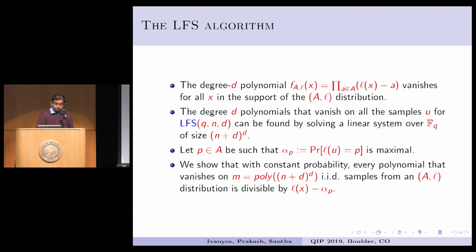But what one shows is a bit different. Let's see what we can prove. Let p in A be the point for which the probability of L(u) being equal to p is maximal. The theorem that we prove is that with constant probability, every polynomial that vanishes on m equal to poly (n+d)^d IID samples from an AL distribution is divisible by L(x) minus alpha_p. And this is good enough to obtain an algorithm because there is an algorithm due to Kaltofen to factorize polynomials over a finite field and recover the linear factors. So one first would solve the linear system to get the polynomial and then use this factorization algorithm. One of the factors would be guaranteed to be L(x) minus alpha_p, and clearly one can recover L(x) once we have this factor.